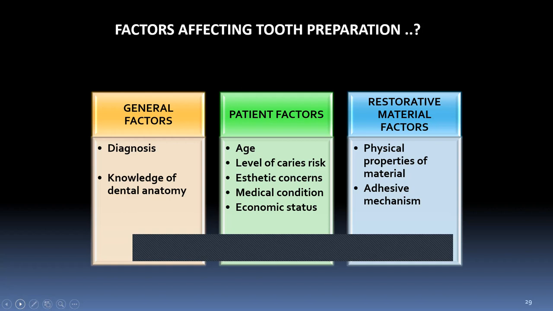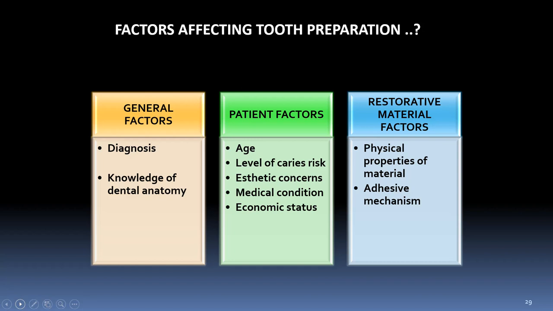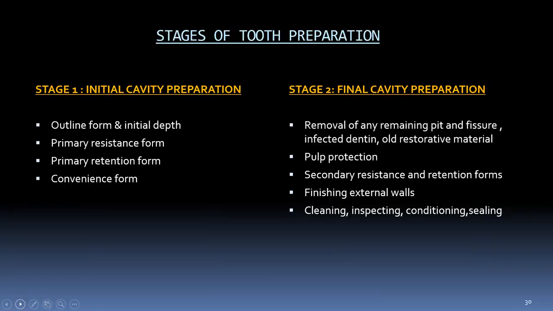The general factors include diagnosis and knowledge of the dental anatomy, that is the tooth structure. The patient factors include the age of the patient, the level of the caries risk, the aesthetic concern of the patient, medical condition of the patient, and the economic status. And the restorative material factors include the physical properties of the material and the adhesive mechanism of the restorative material.